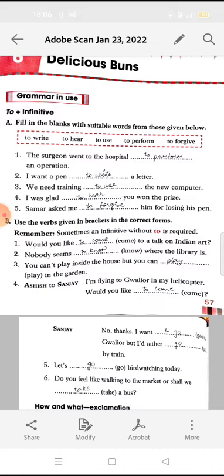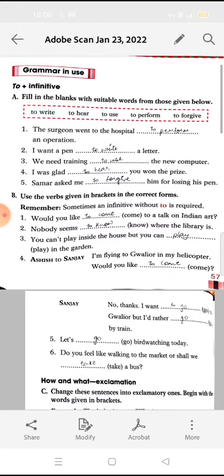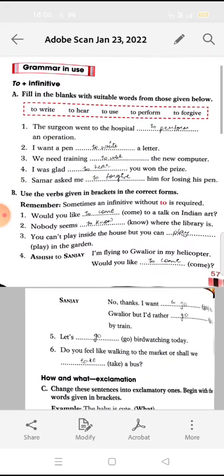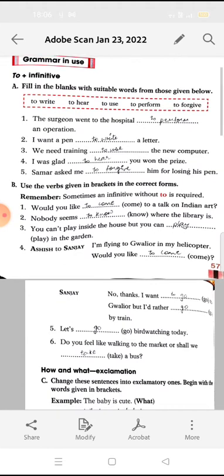The surgeon went to the hospital dash an operation. What do we do in hospital, surgeons? To perform an operation. I want a pen to write a letter. With a pen, we write a letter. We need training to use the new computer, because many people are not very computer literate, so to use a new one, they need some instructions. So that is called training to use the new computer.